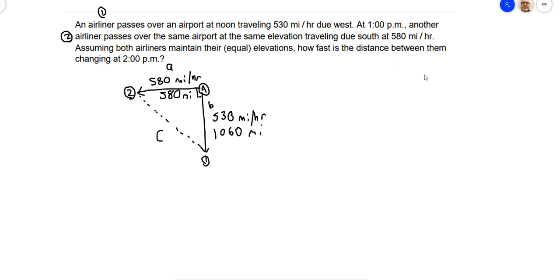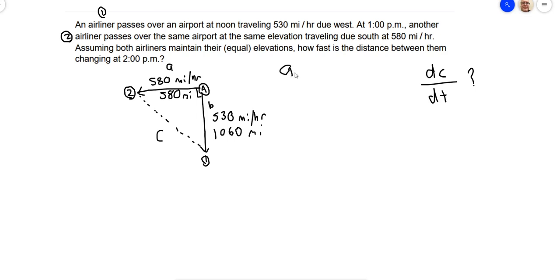So the rate of change is going to be the instantaneous change in the C distance over the instantaneous change in time, right? So how fast is the distance changing over time? So this is what we're trying to find out here. And let's see the information that they're giving us.